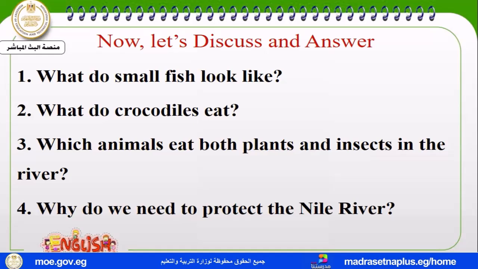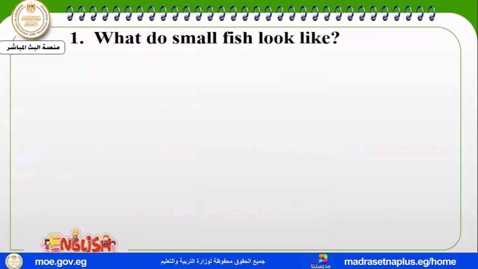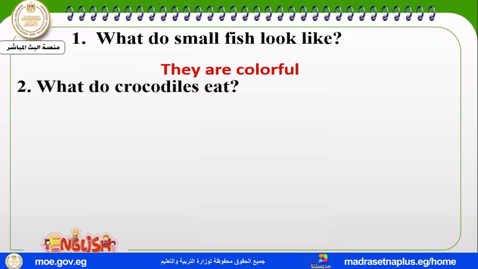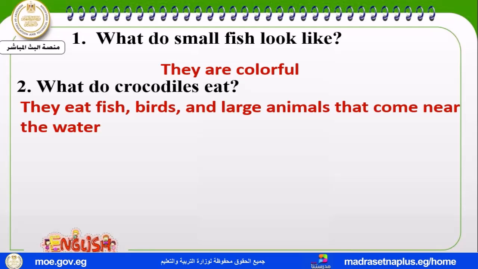Let's see what the answers are. For question number 1, what do small fish look like? Small fish were colorful. Colorful. Question number 2, what do crocodiles eat? Through the dialogue, we learned that crocodiles eat fish, birds, and large animals that come near the water.